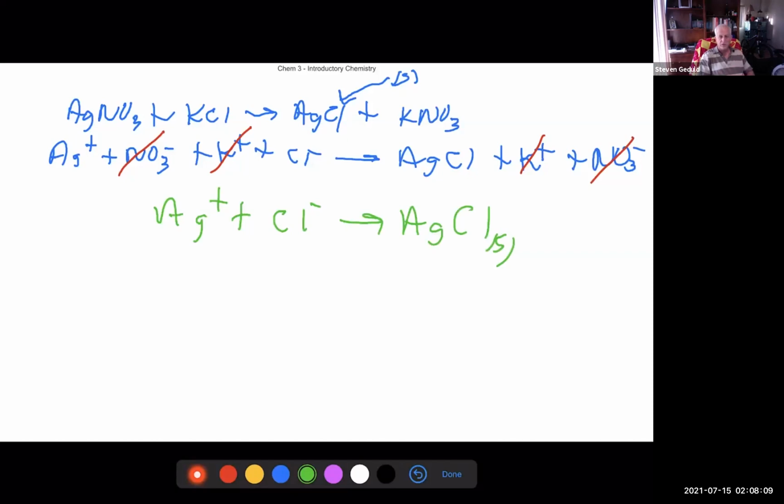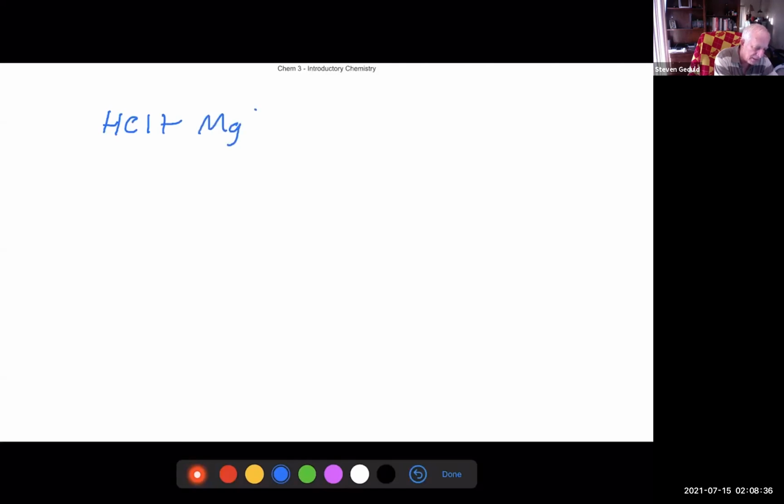Those are your ionic equations, and we've done that before in the other chapters. So this is kind of a review here. And you also have acid-base neutralization, where an acid and a base gives you a salt and water. So let's take an acid. Let's say our acid is hydrochloric acid, HCl, reacts with our base, magnesium hydroxide.